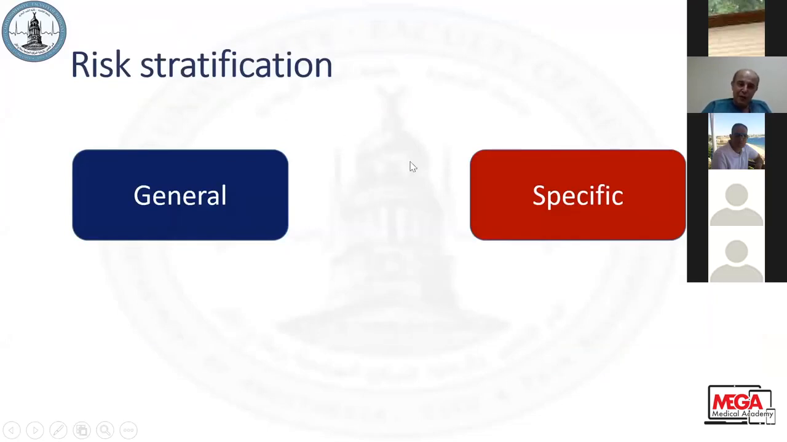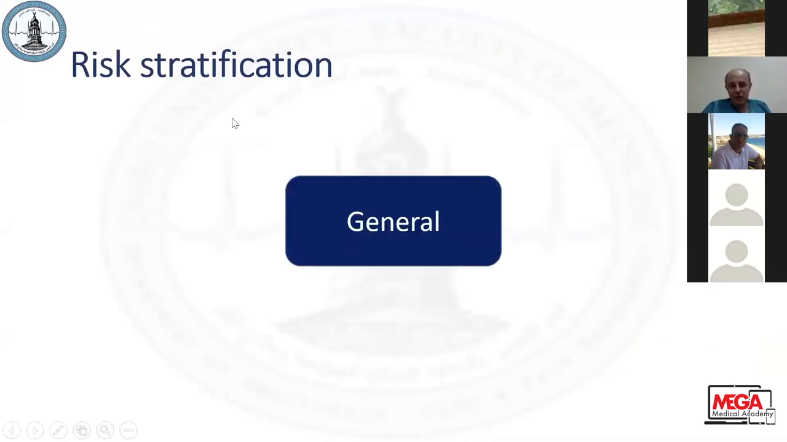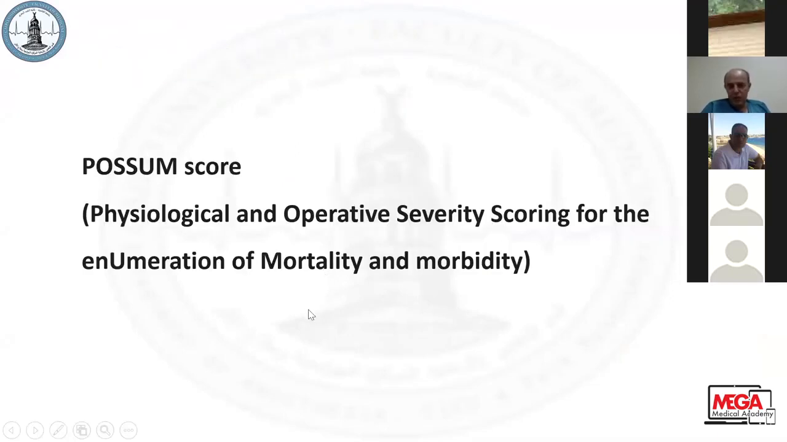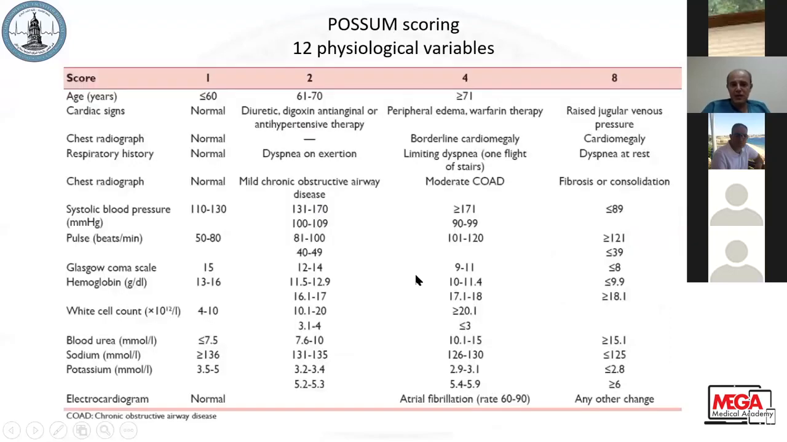In the preoperative period, we should stratify our patients according to their risk, and there are general risk stratification scores. One of the examples is the POSSUM score, the physiological and operative severity score for the evaluation of mortality and morbidity. And this includes 12 physiological variables and 6 surgical variables.